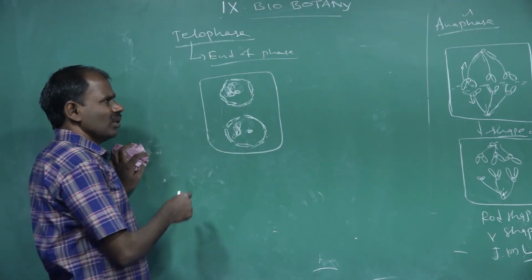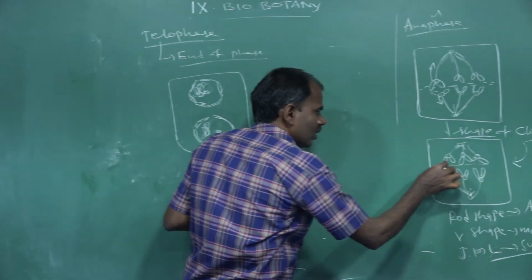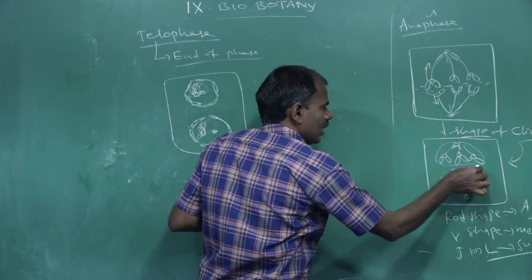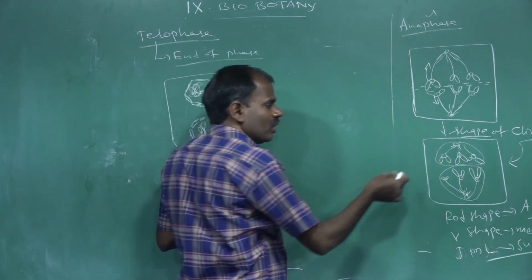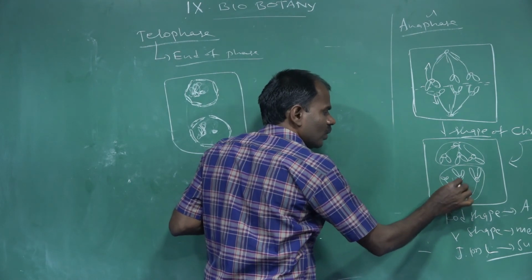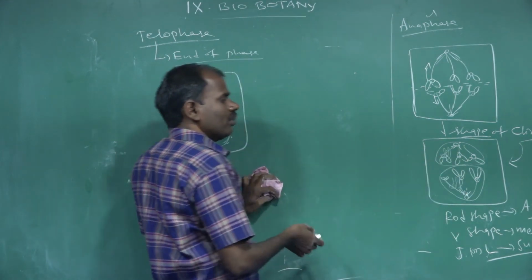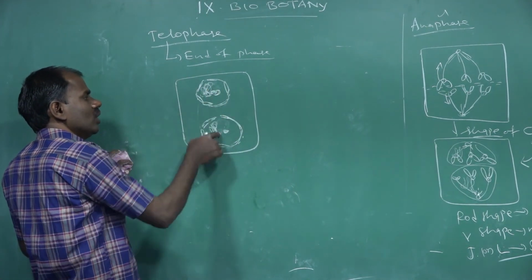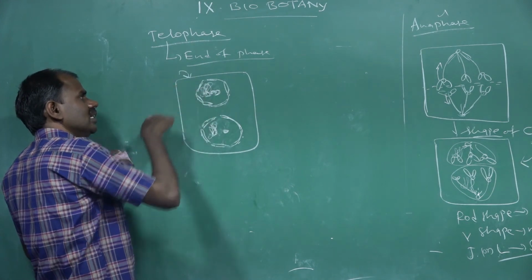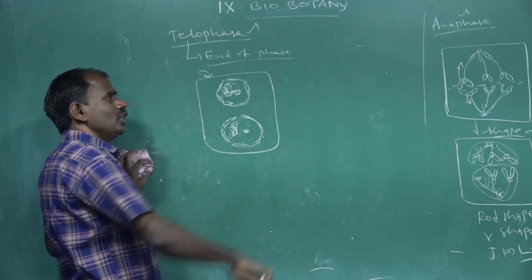The complete structure of the nucleus appears in the two cells. In these regions the nuclear membranes reappear. The chromosomes convert to form chromatin reticulum, thread-like structures, and the nucleolus reappears in the nucleus. Two daughter nuclei are formed within the single cell. This occurs only in the telophase stage.